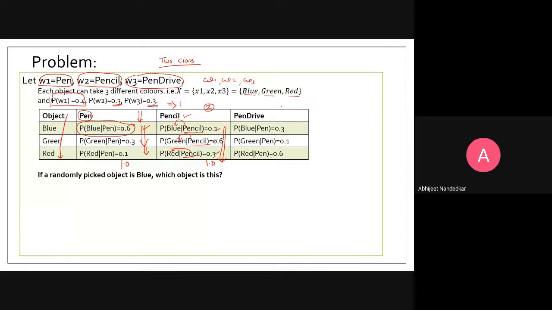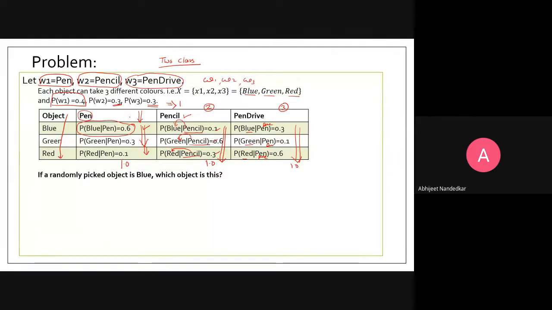Now when I talk about the third column, this should be pen drive, right? Here I am talking about pen drives. The probability that it will be blue is 0.3, the probability that it will be green is 0.1, and red is 0.6. So again, the sum must be 1.